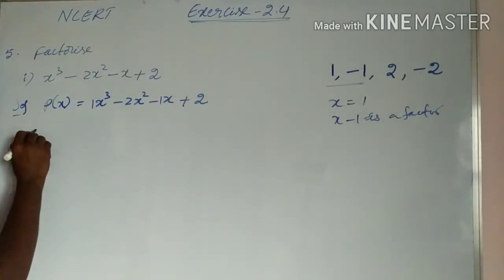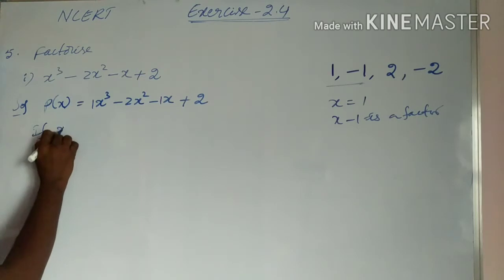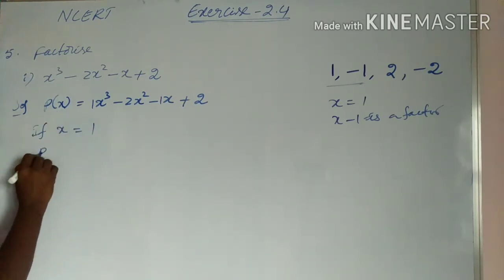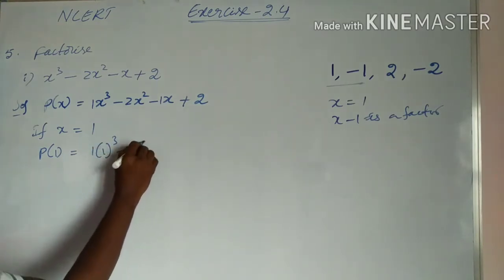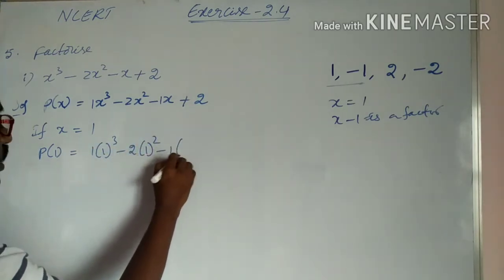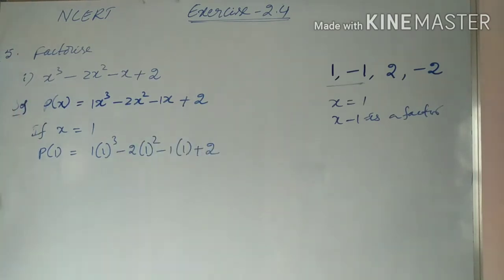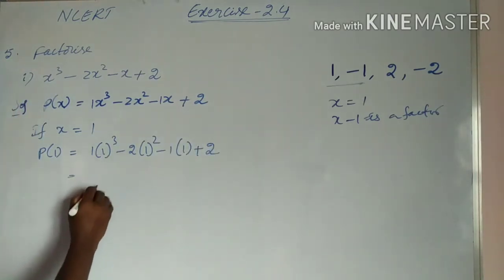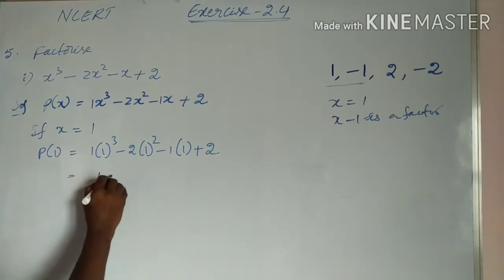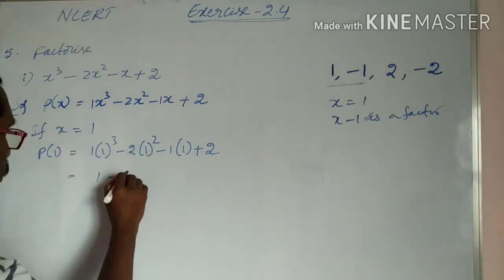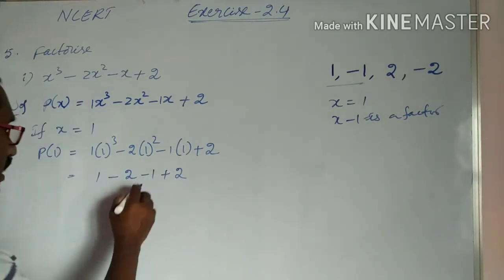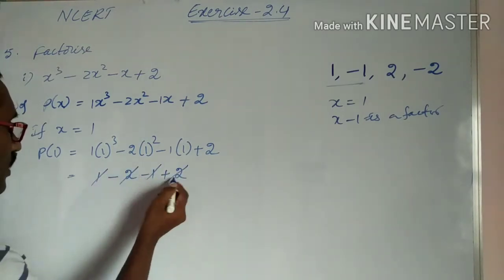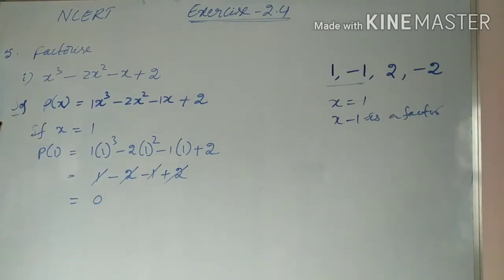Now, if x is equal to 1, then P of 1 is equal to 1 into 1 whole cube minus 2 into 1 whole square minus 1 into 1 plus 2. Here 1 whole cube means 1. Minus 1 whole square, 1 into 2, 2. Minus 1 plus 2. See here, 1 minus 2 minus 1 plus 2 is equal to 0. Yes, x is equal to 1 gives P of 1 is equal to 0.